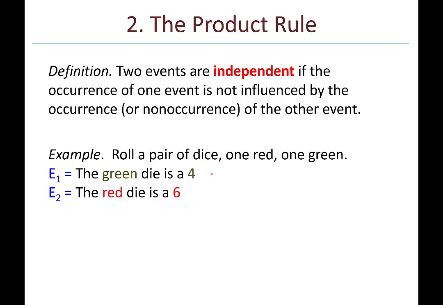Event 1, the green die is 4. Event 2, the red die is 6. Does the red die care at all what the outcome of the green die is? No, the red die does not care. The probability that event 2 occurs is not influenced at all by the outcome of the green die. These are totally independent events.